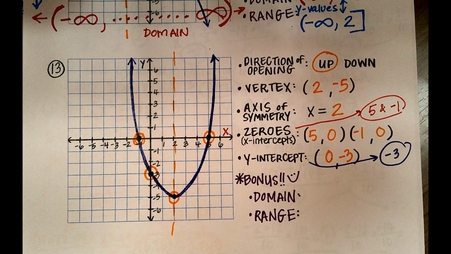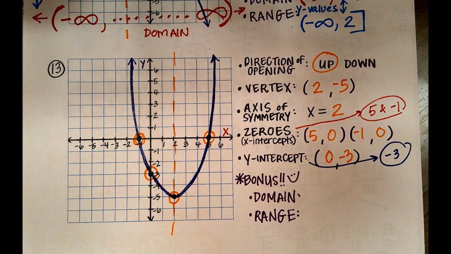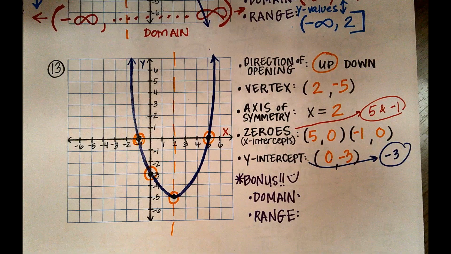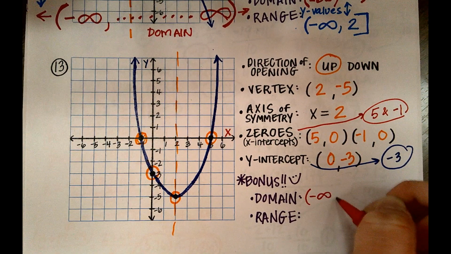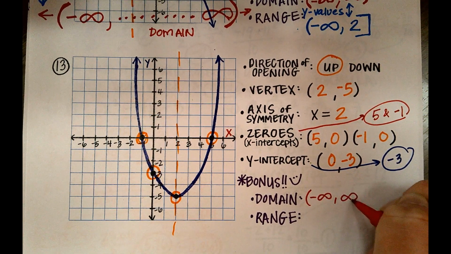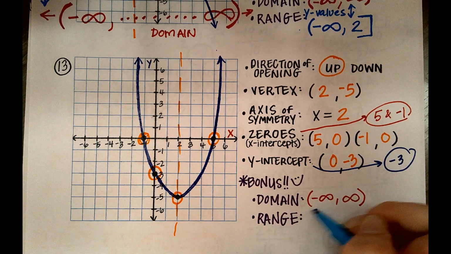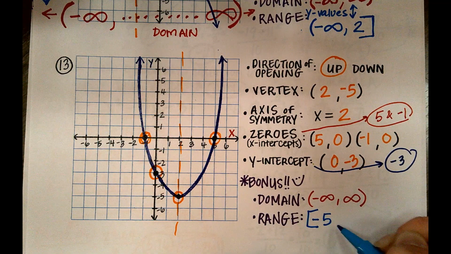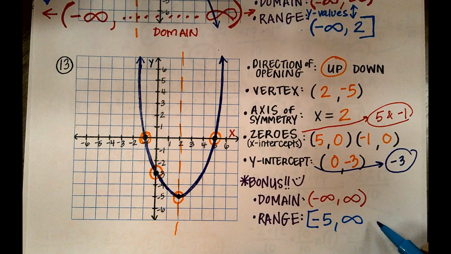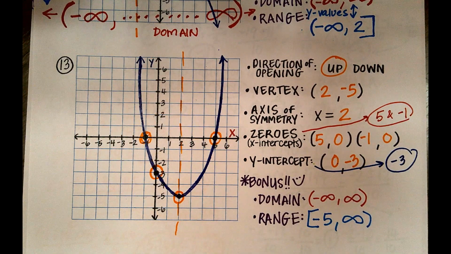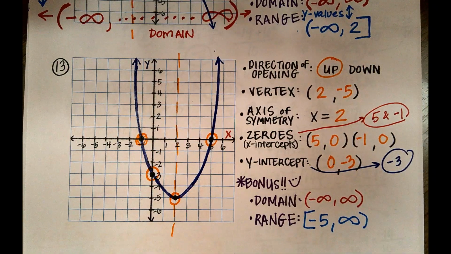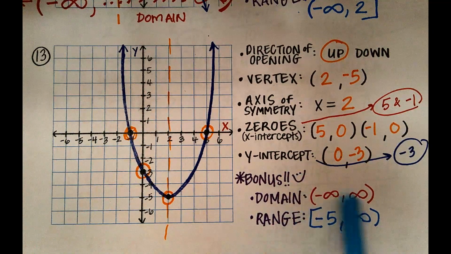Can I do the domain and range on this one? Sure. For your domain, you're going to get negative infinity and then positive infinity, every time. And then you're going to get a bracket, -5, infinity, and a parenthesis. Let me explain this one. Or actually, do you want to try to explain it, Titania? You think you can tell me how you got the domain and range?